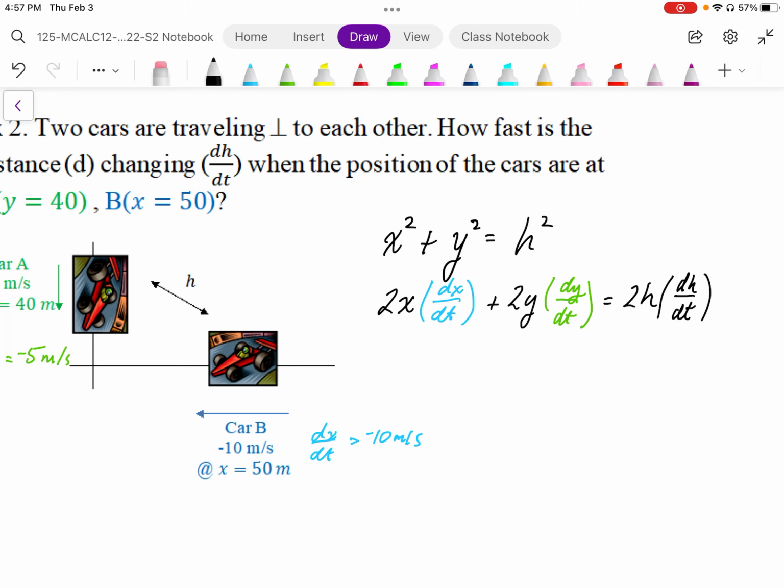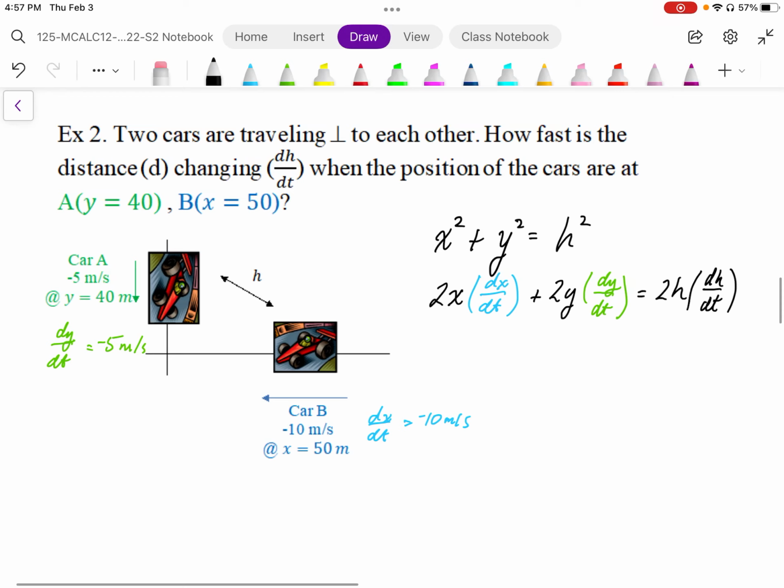So now I've generated all the parts that I need. So let's check. Do I have the different parts? Do I have x? Well, yeah, I've been given x as 50 meters. Check. My dx by dt I've been given here as negative 10 meters per second. My y, yeah, I've been given y. The y position is 40 meters, so I have that. My dy by dt, I have that as well, as negative 5 meters per second. My h, well, I have h here, but I don't have the value of h.